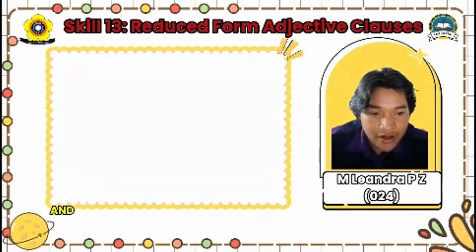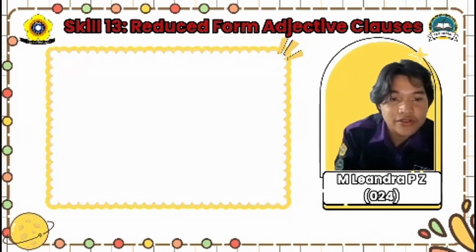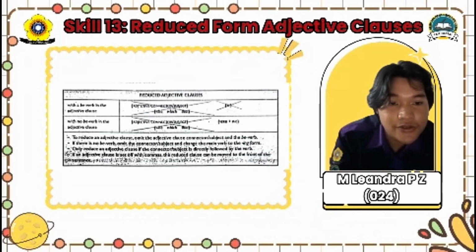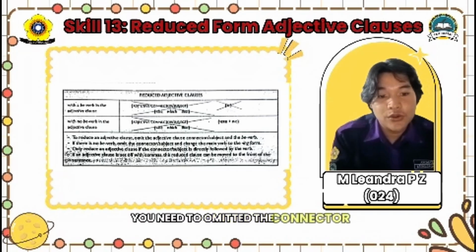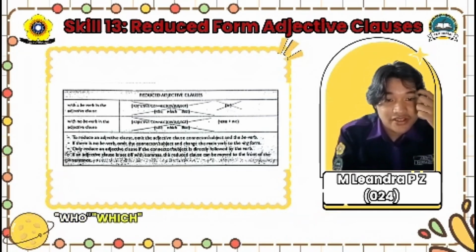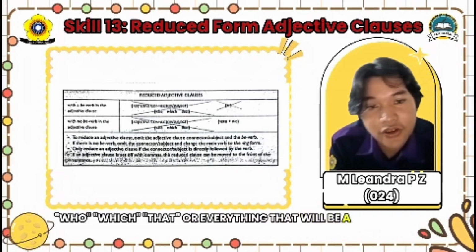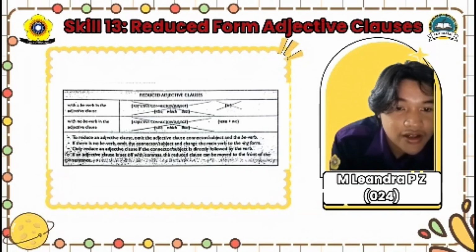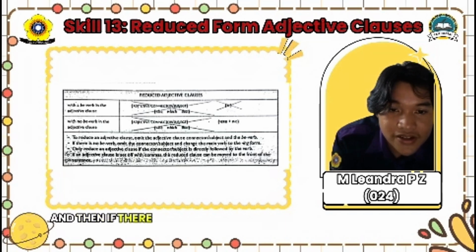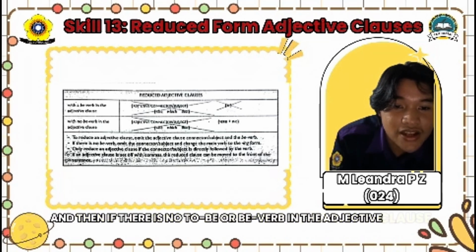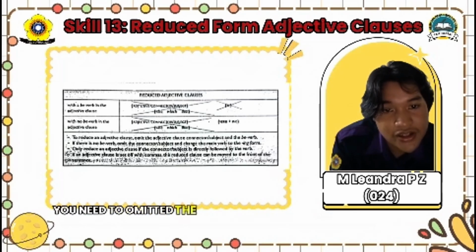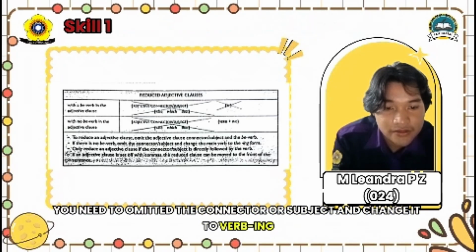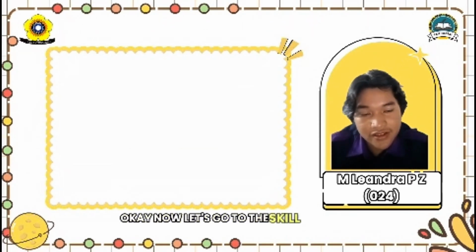And I will give you guys the structure of the reduced adjective clause. If there is a be verb in the adjective clause, you need to omit the connector, who, which, that, or whatever it is, and you need to omit the be verb too. And if there is no be verb in the adjective clause, you need to omit the connector or subject and change the verb to verb ing. Okay, now let's go to Skill 14.